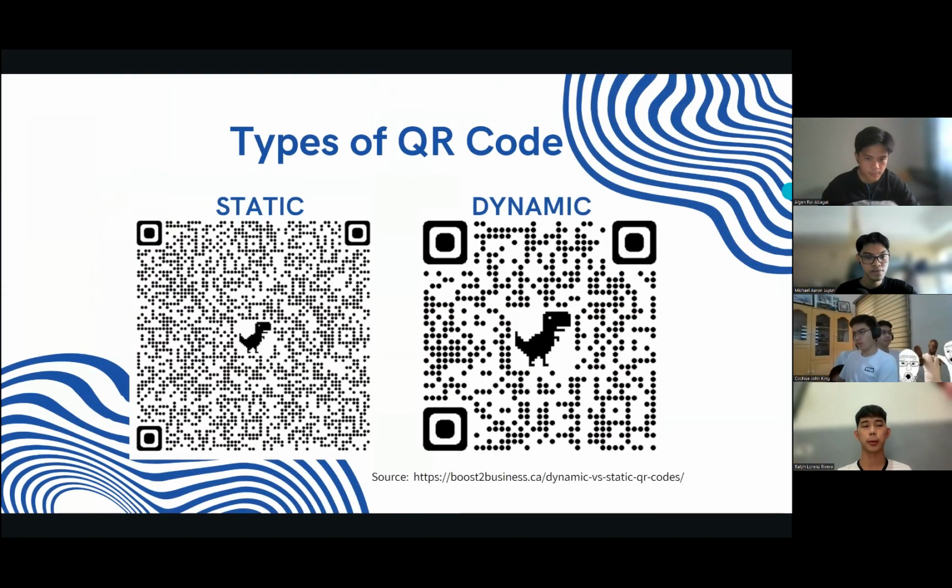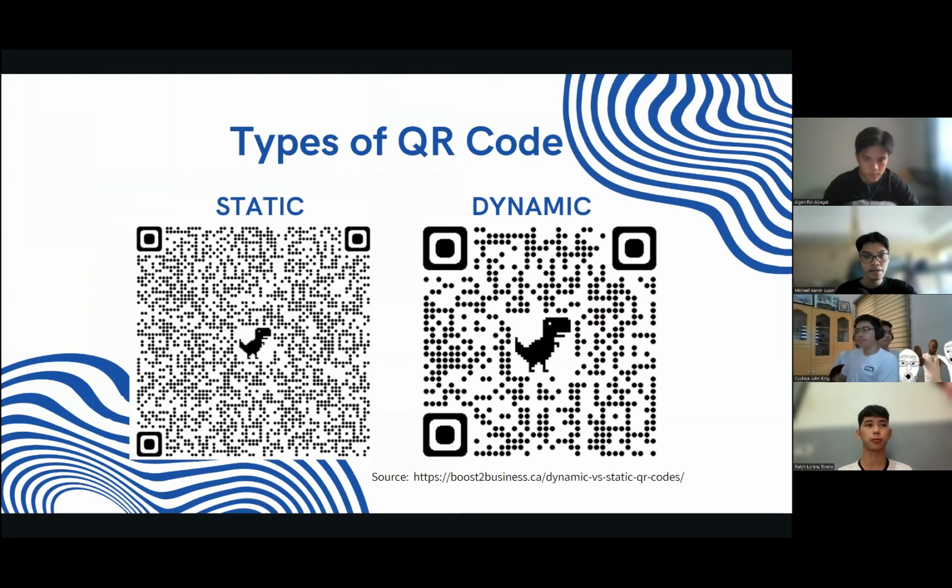Essentially, there are two types of QR codes, static and dynamic. Static QR codes are the more traditional forms of QR codes, as they contain fixed information that cannot be changed once generated. On the other hand, dynamic QR codes are the more advanced version of QR codes, as information stored in them can be changed and modified even after creation.